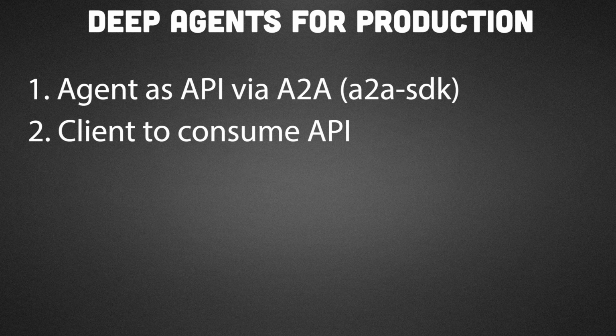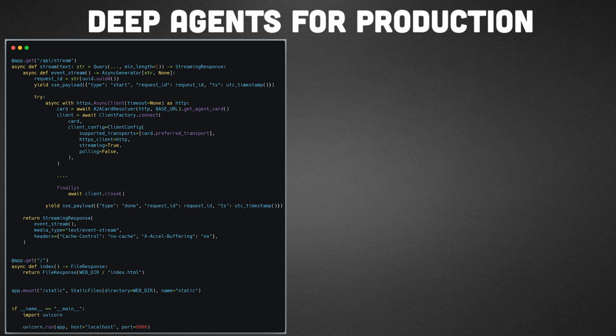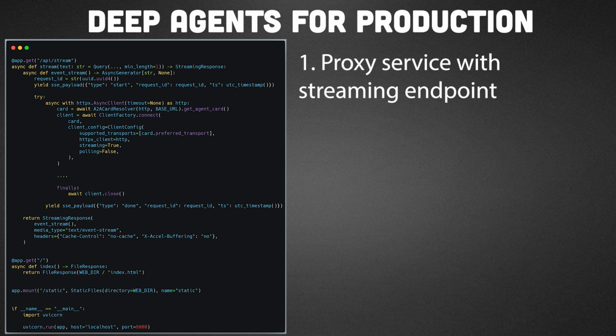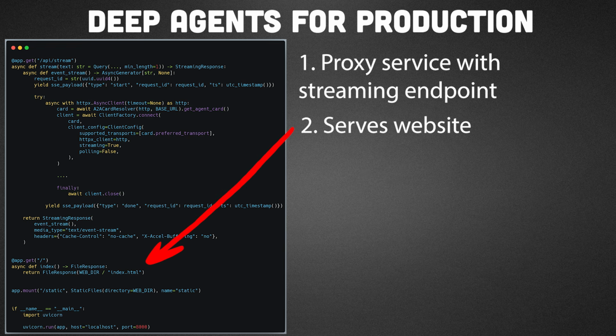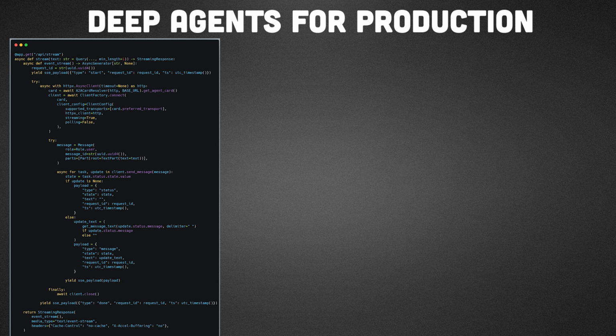But now we need a client that consumes all of this, not only in a terminal, but directly in a UI. That's why we built the client directly into a proxy.py. That file does two jobs at the same time. First, it's a proxy service via FastAPI that offers a streaming endpoint. Second, it also serves the website. That is a small UI that renders everything coming through the proxy. Now let's walk through the flow in the proxy.py.